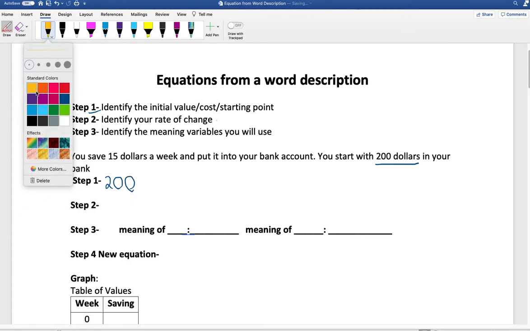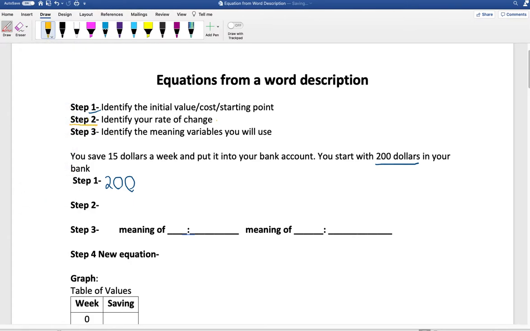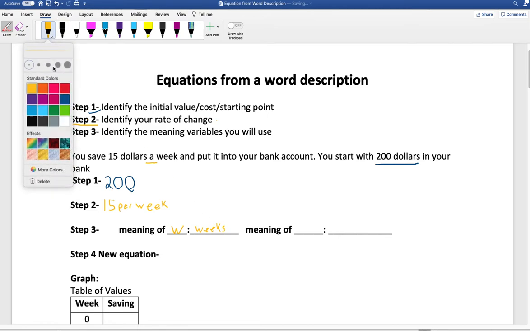Then, if I do step 2 here in gold, your rate of change, I'm looking for words like per, a week. This one says it's $15 per week. So my meaning here are the variables I use. If I put it together, I'm going to put W for weeks, and then I'll do maybe S for savings.